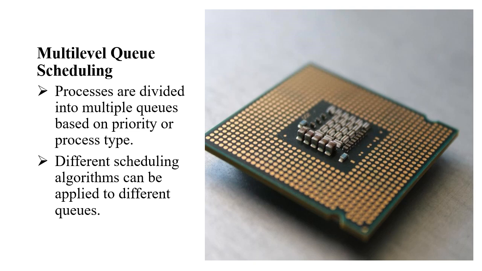Next, multi-level queue scheduling. Here, processes are divided into different queues. The queues are based on the priority or process type. Each queue has its own scheduling algorithms. The positive point of multi-level queue scheduling is it separates processes efficiently. But the negative, that is the disadvantage, is it is complex to implement. For example, a system may have one queue for interactive tasks and another one for background tasks.